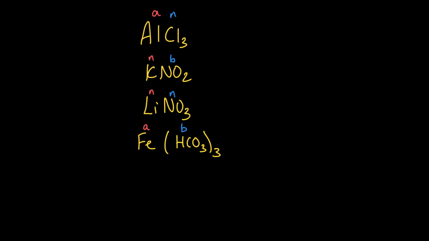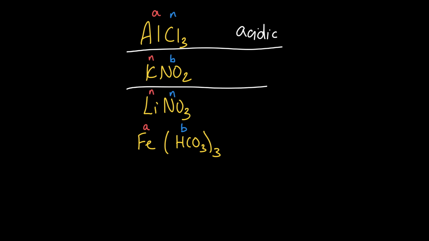And then we can just combine. So the top one here, aluminum chloride, you've got an acid and a neutral, so it should be acidic. In fact, it is fairly acidic in solution. Potassium nitrite, it's going to be basic. Lithium nitrite, that's going to be neutral.